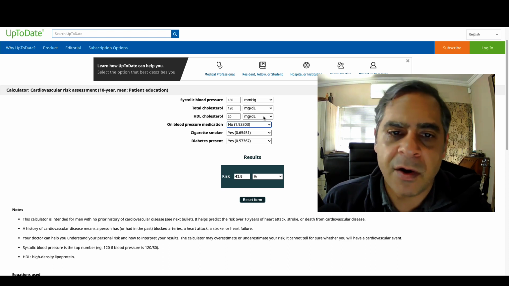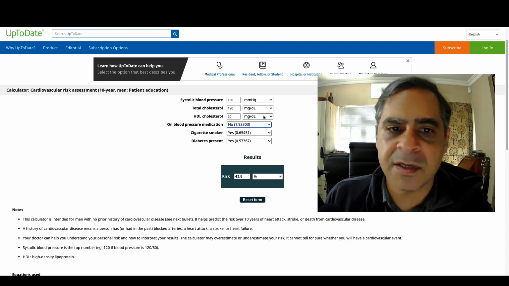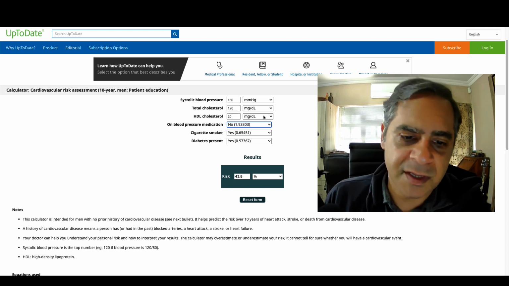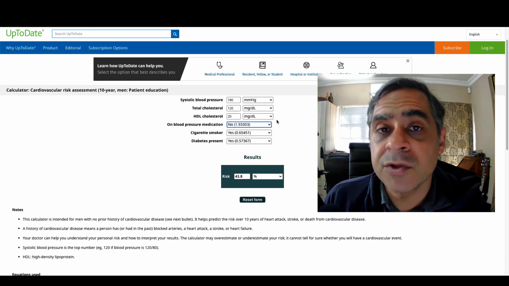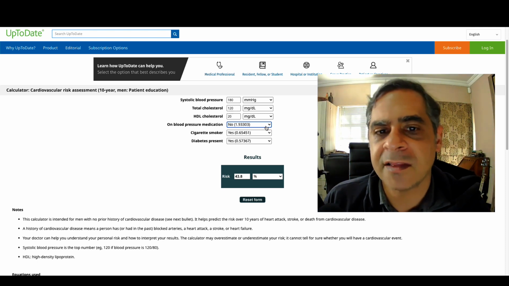So based on all that data, here is my estimated heart disease risk if I'd not stopped smoking and if I'd listened to my doctor's advice. As you can see, I would have a huge risk, 43%, of having some kind of stroke or heart attack or something like that in the next 10 years.